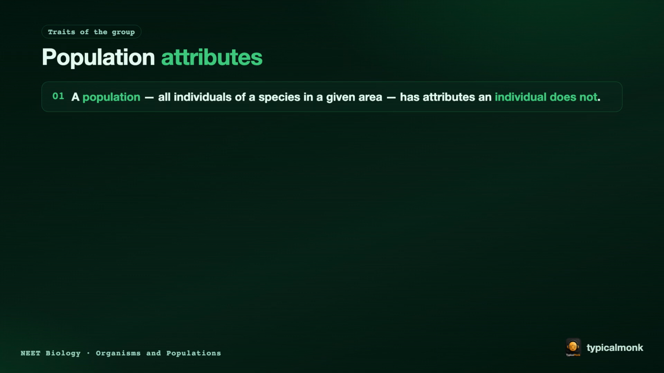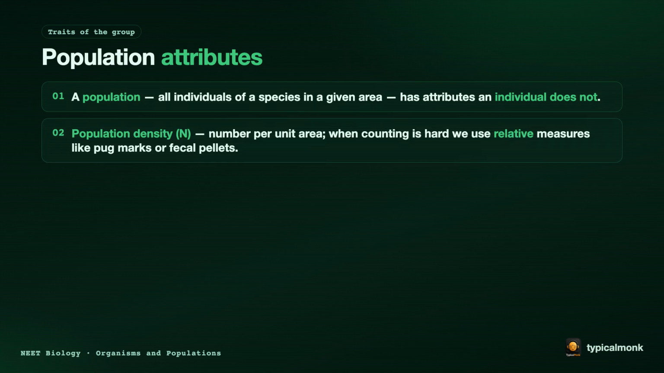Now the traits that belong to a population. A population is all the individuals of one species in a given area, and some of its traits simply do not exist for a single individual. Population density, or N, is the number of individuals per unit area, and when counting is hard, we count relative signs like pug marks or fecal pellets.